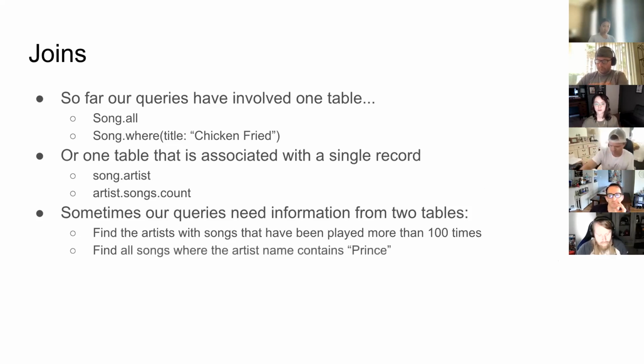Find all the songs where the artist name contains prints. So for this, we would be looking at every record in the songs table and looking at the artist ID, but then even with the artist ID, we will need another column or another piece of data from the artist's table. So as things become more complex, we have to start to take these tables and find a way to stitch them together somehow, or to join them, right?